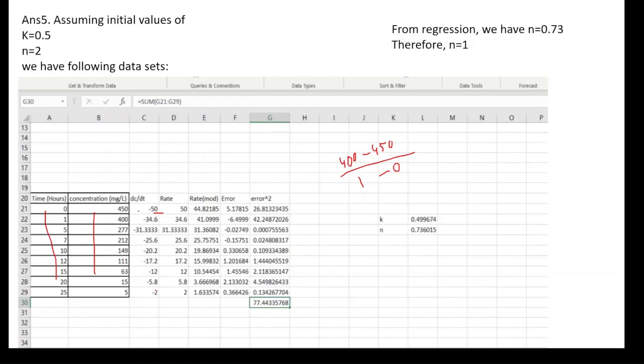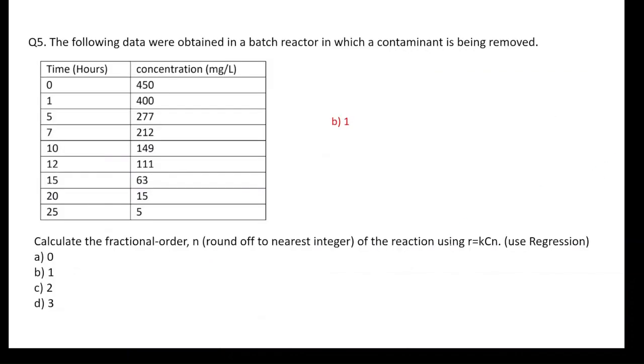When dC by dt is this rate, we are removing the minus sign, and this will be the rate. And by using the model, what is our rate? This is the rate by using the model. What is our model? The model is R is equal to KC^n.